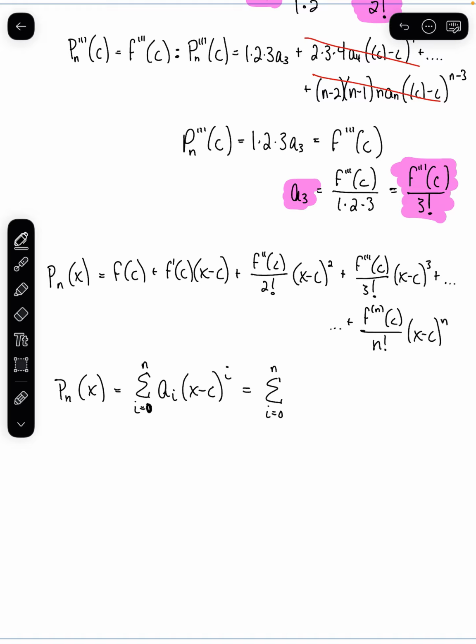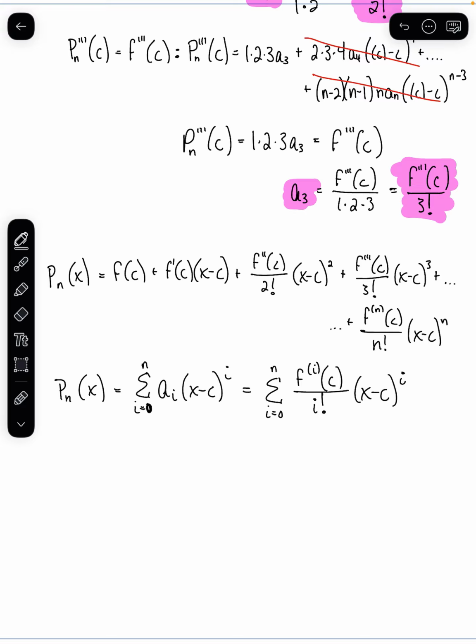a sub i is equal to the ith order derivative at c over i factorial times x minus c to the i. This is how this connects to summation. Now, we don't necessarily need to use the summation to write it because it is a finite sum. You might ask again, how does this connect to infinite series?